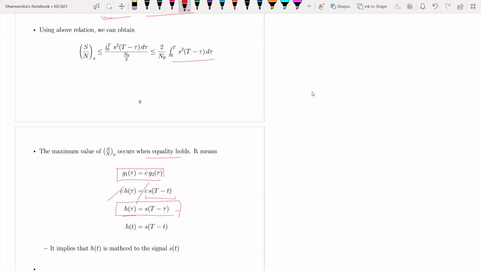Now change the independent variable. Replace tau by small t, so I can get this. So it is implied that H of t is matched to the signal S of t.